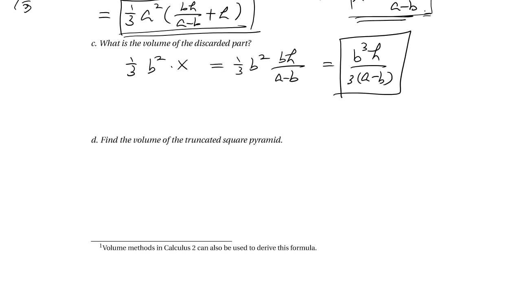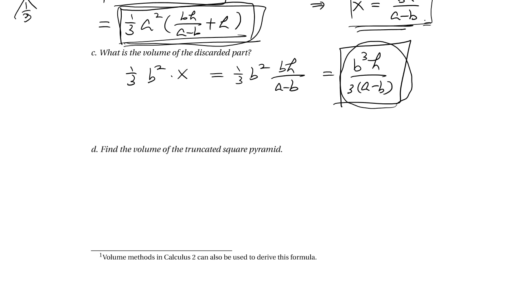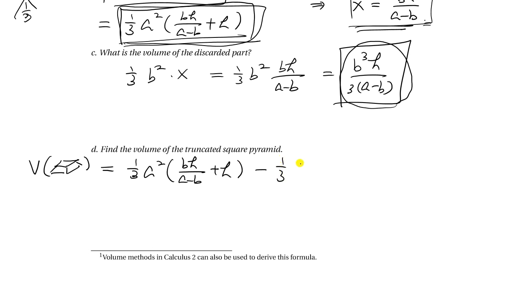Okay, so then it's asking, find the volume of the truncated square pyramid, which means the actual volume we are looking for. Then from there, clearly we want to subtract this removed portion from the entire one, right? So the volume of that should be the volume of the entire pyramid minus, let me put 1/3 aside, b cubed h over, I already used 3, so a minus b.